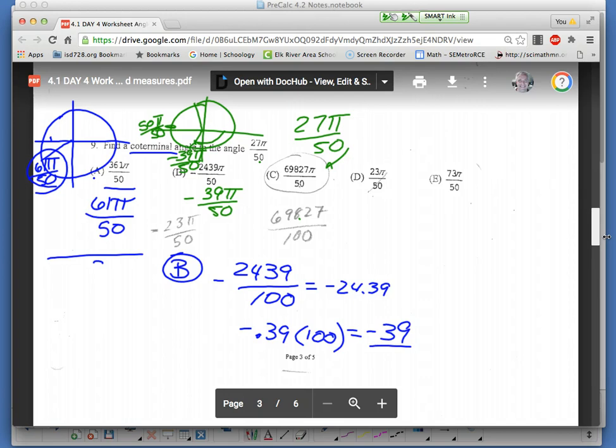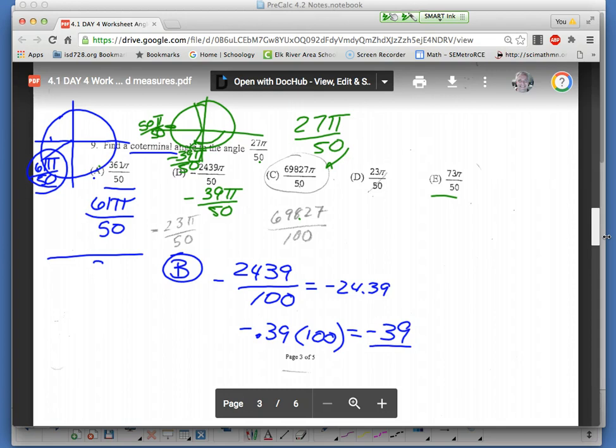Nope. So the next one, this one's already 23 pi over 50, and I totally don't have to do anything with that, because I can totally tell you that 27 pi over 50 and 23 pi over 50 are different. And then this one is 73 pi over 50. Okay, so it's down over here, so that's going to be different than the other ones. So I only needed to check A and B, and then C, since I found the other one, I was golden.